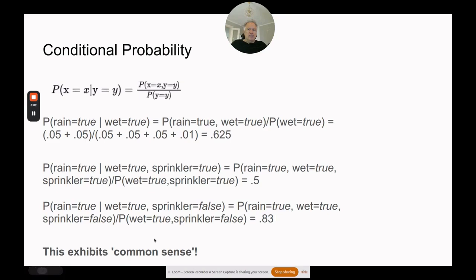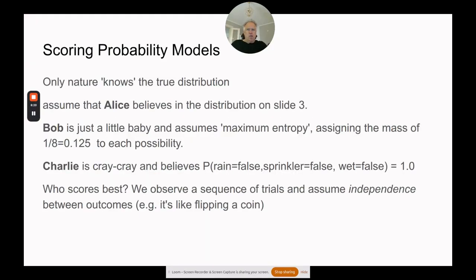Okay, so this is exhibiting common sense. This is really showing commonsensical reasoning and adjustment based on what we know. What's given can affect what the probability is. So it's a pretty powerful aspect of probability theory. All right, so now what I want to show is how we're going to score alternative probability models.